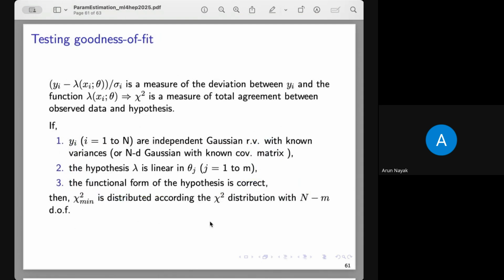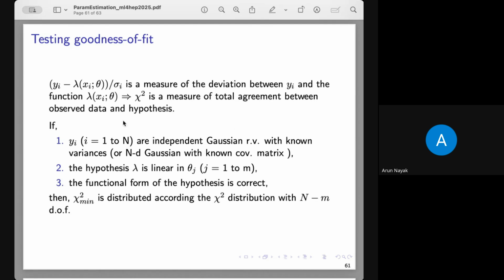Now, once we have the fit, we can perform the goodness of fit test. Again, as we already discussed, the difference yi minus lambda i over sigma i is a measure of the deviation between yi and the function lambda i. So the chi-square is basically a total measure of the agreement between the observed data and the hypothesis. Okay.